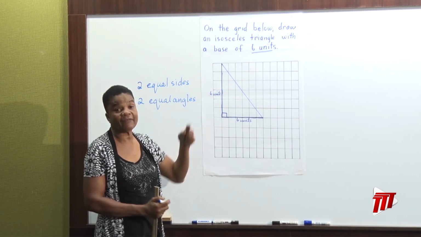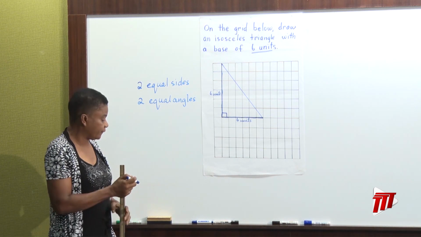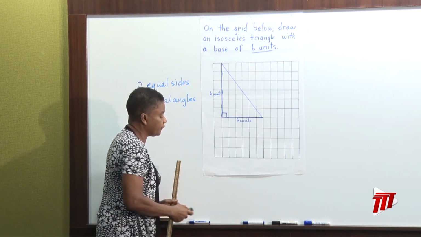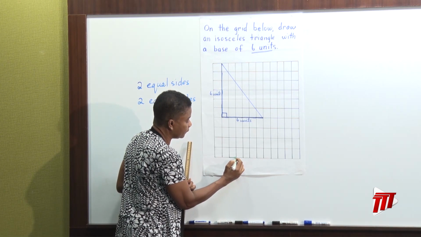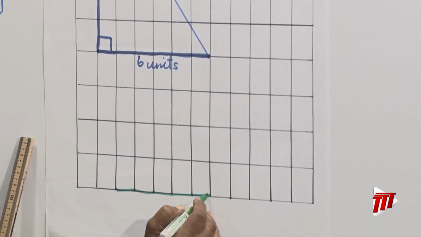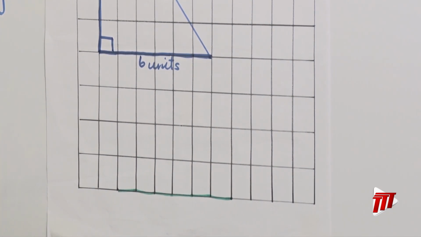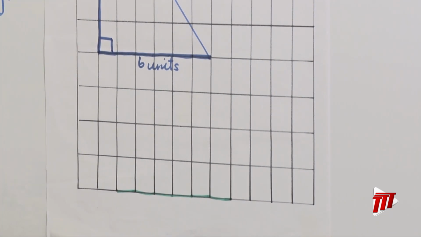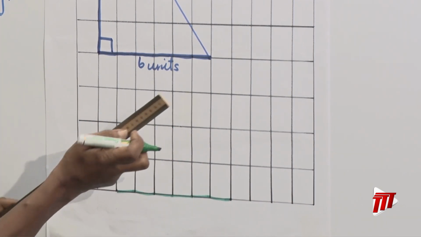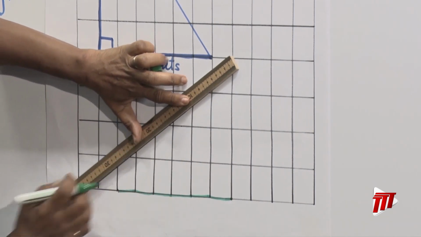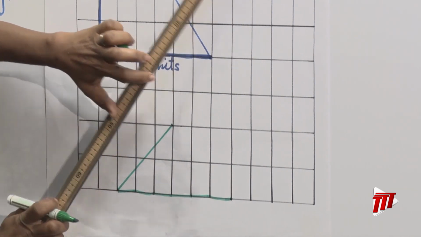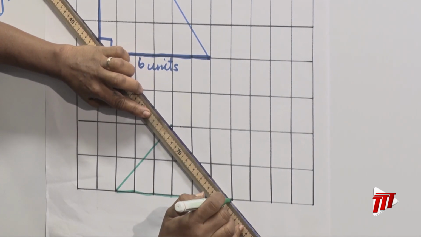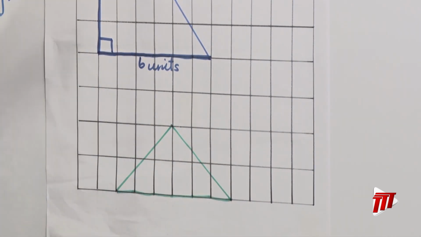But is that the only type of isosceles triangle we can draw here? Let's see. If our base is 6 units, I can go, let's say I start here, 1, 2, 3, 4, 5, 6. But what about if I draw it another way? My base is 6, that's the only criteria they gave us, a base of 6. So if I do this and go here and connect, will this also be an isosceles triangle? Let's see. If I draw a line here and I connect another line from my base, have I satisfied my criteria?